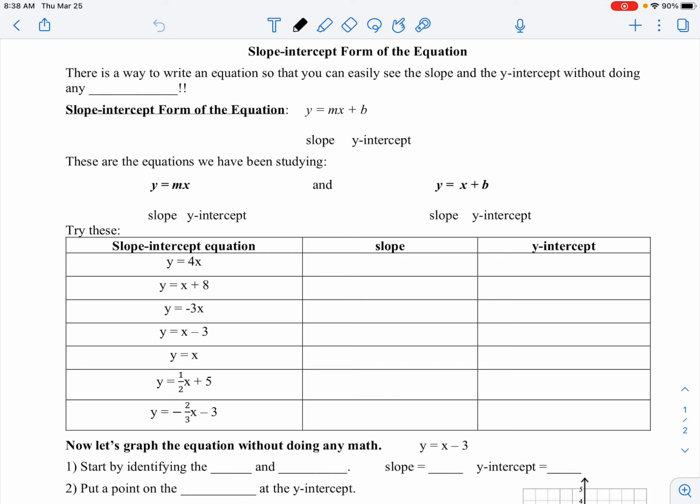There is a way to write an equation so that we can easily see the slope and y-intercept without doing any math or calculations. So this is going to be super easy. We can just look at a graph, look at an equation, and be able to either visualize the graph from an equation or find the equation if we're given a graph. So it'll be super easy here.